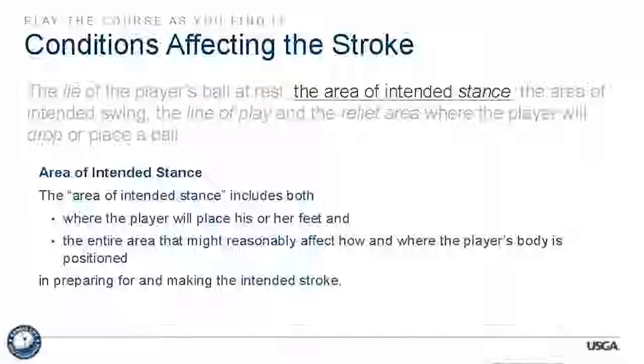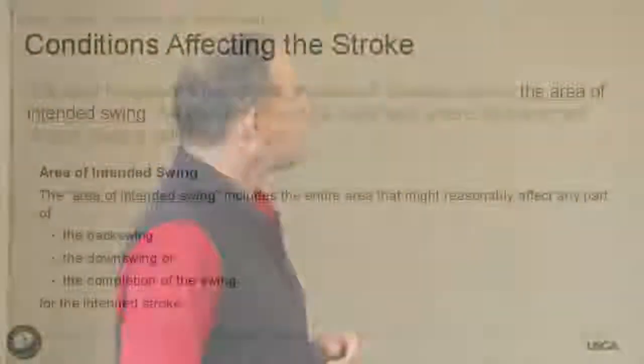Area of the intended stance includes both where the player will place his feet and the entire area that might reasonably affect how and where the player's body is positioned. Okay, so if you have an odd stance or something like that, that is still going to be your area of intended stance. You might have to get over here and hit it like this, or you might be on top of the ball. Whatever the situation is, it's not a specific area. It's this whole general area that's covered by these definitions. It's all in that area when you're preparing for and making that intended stroke.